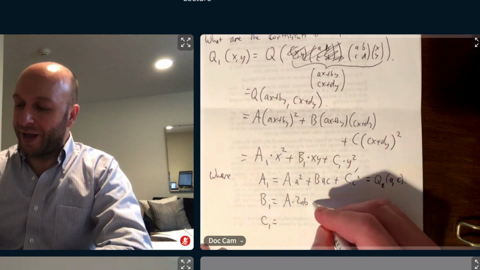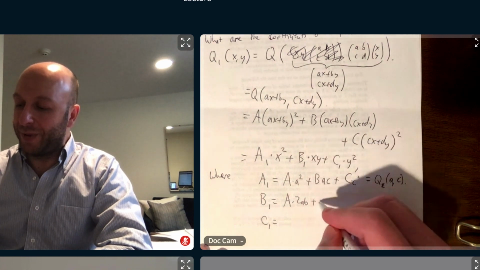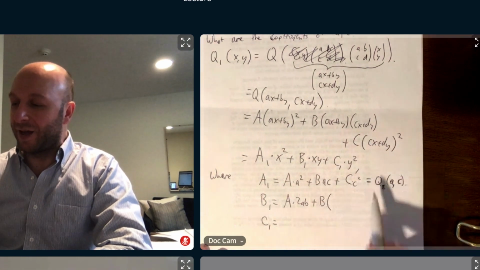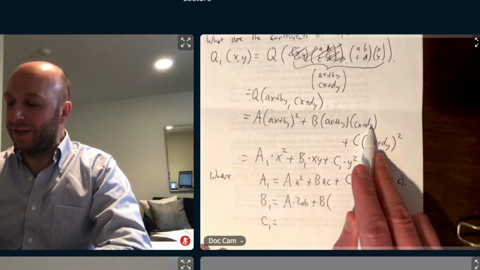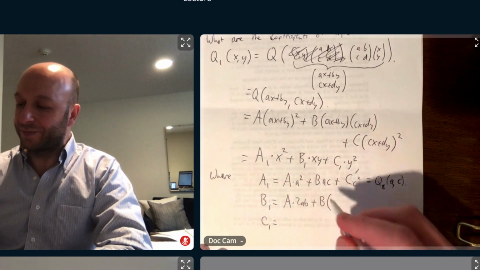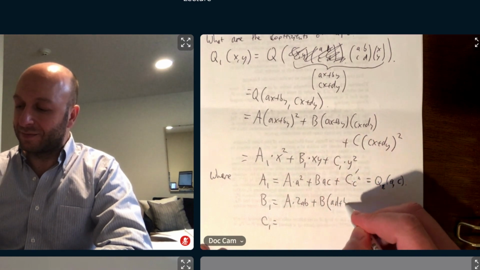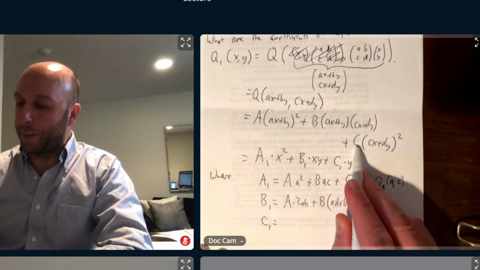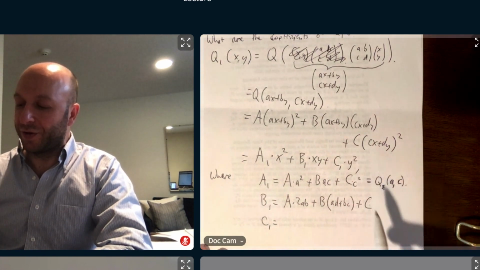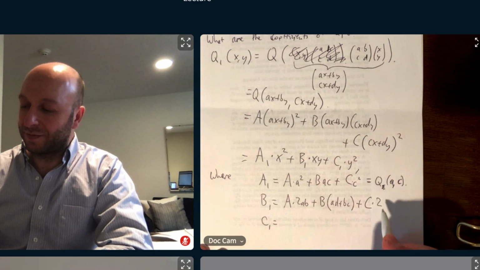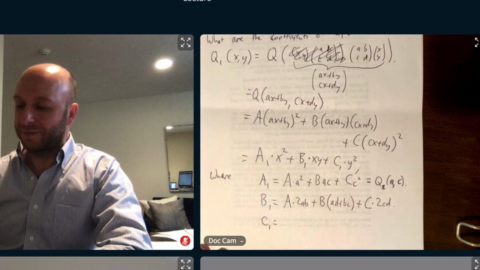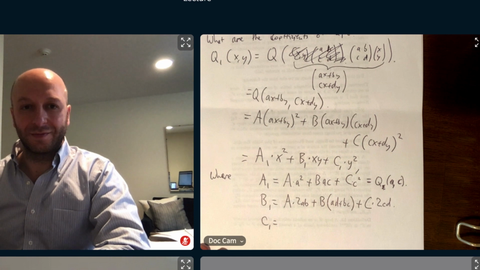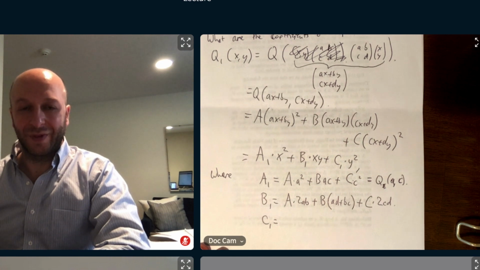Where else do I get an xy? I get a big B times an AD plus BC. And the big C has a 2CD term. Right?